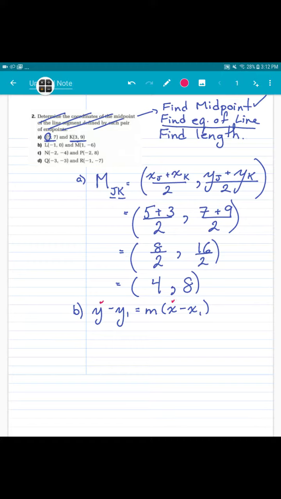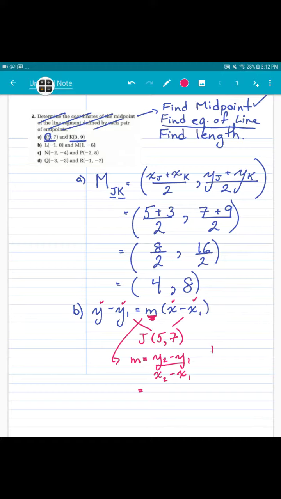But y1 is the y value of a specific point. So why don't we just use point J for that? So that's going to be (5, 7). You could use the other point as well. So now we know what y1 is and what x1 is, and we're just missing m. But luckily, we know how to find m. M is equal to rise over run, which you can find by y2 minus y1 over x2 minus x1, just like that. And we'll use points J and K to find those.